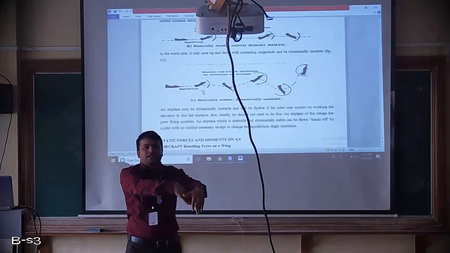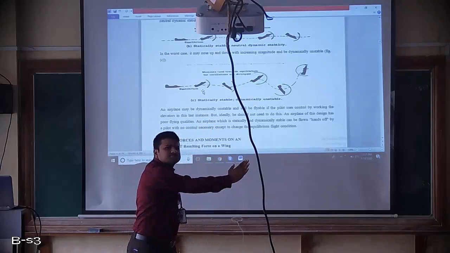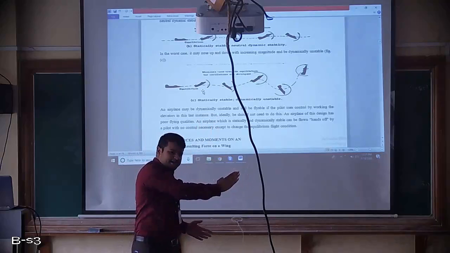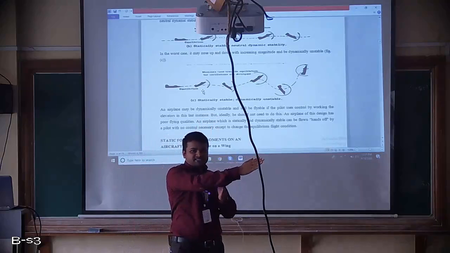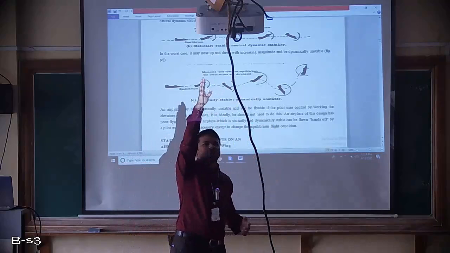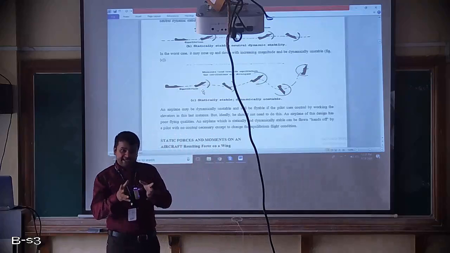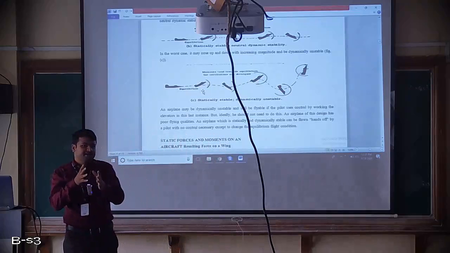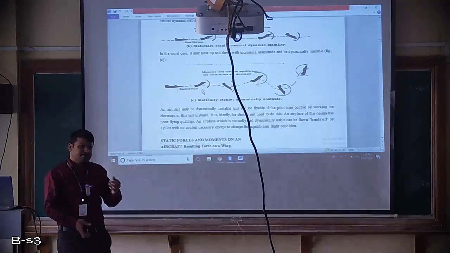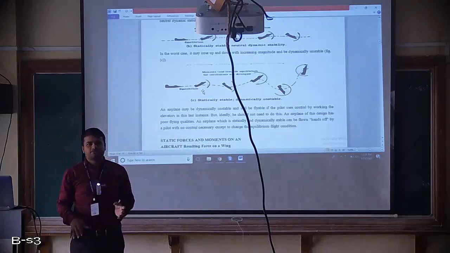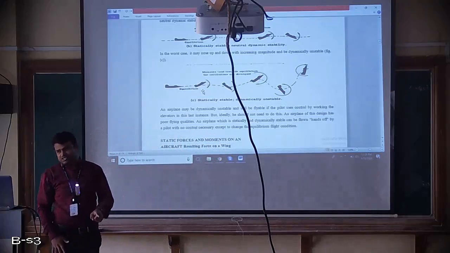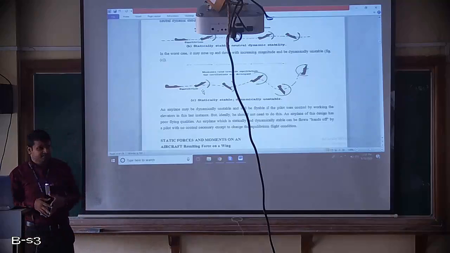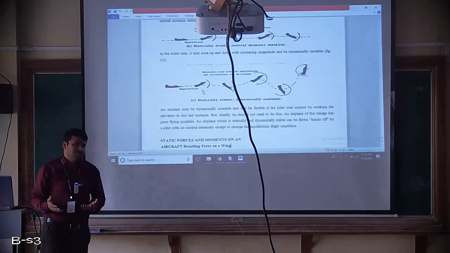But again here disturbance will happen. Again it will go like this. But again it is trying to come back because of the static stability. But it is not happening. Again it will go this way. That means your aircraft is statically stable, but dynamically unstable. It is moving here and there, but again it is trying to come back. So that condition is called the statically stable and dynamically unstable condition.